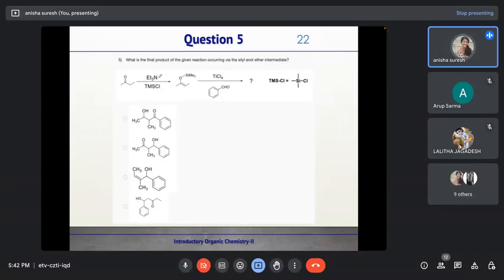In the presence of triethylamine and TMS chloride, this proton will be abstracted by triethylamine, giving rise to this intermediate. The O minus which is formed will attack TMS chloride and the Cl minus will leave, giving rise to this. And it is treated with TiCl4 and benzaldehyde. So what will be the product that will be formed here?